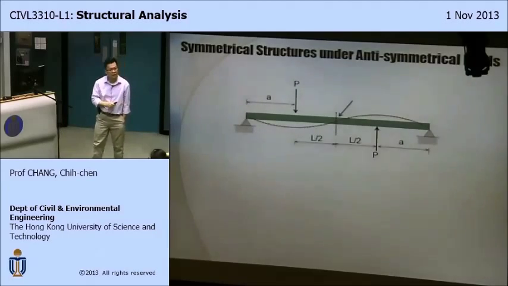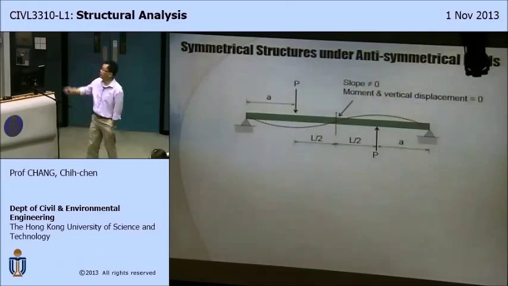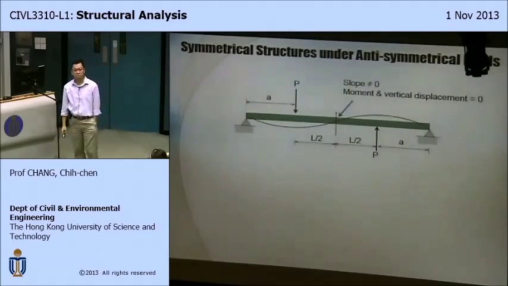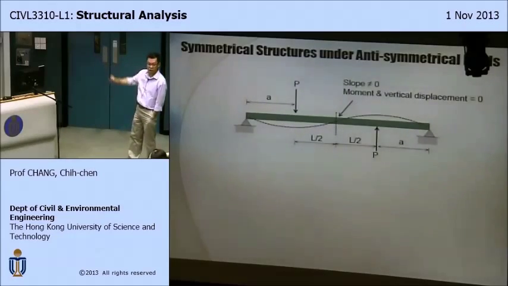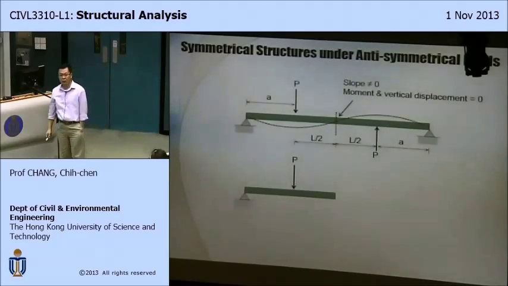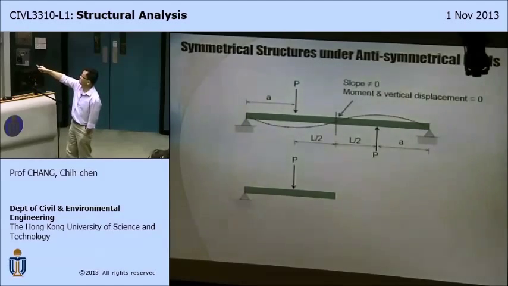Zero curvature means moment equal to 0. So the conditions at the midpoint are moment and vertical displacement equal to 0, but slope is not equal to 0. Okay, so actually we can take these kinds of conditions and substitute them with proper support conditions. We just cut the structure in half, taking out the structure with these properties that we observed.